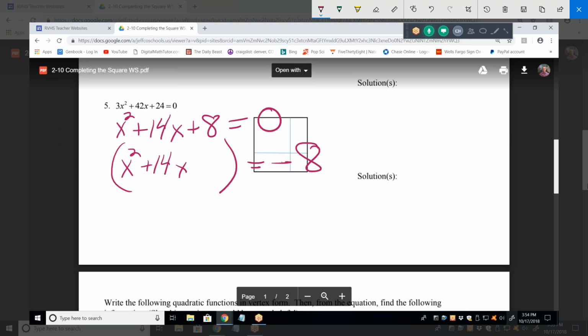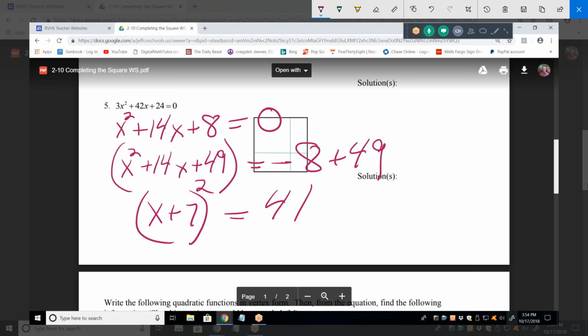Now, I'm going to add 49 to both sides. And now what I have is (x + 7)² = 41. Now, take it from there. Next step is going to be to take the square root of both sides, which would make it x + 7 equals plus or minus the square root of 41. So plus or minus the square root of 41.